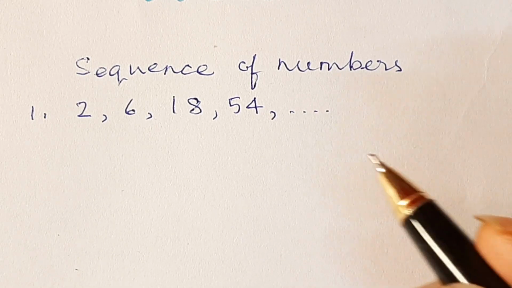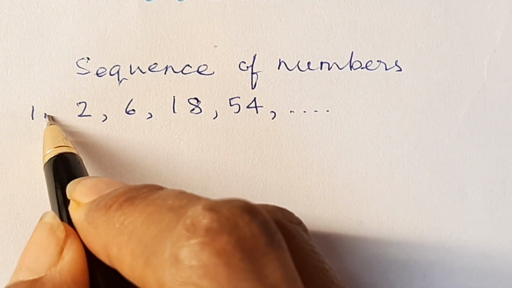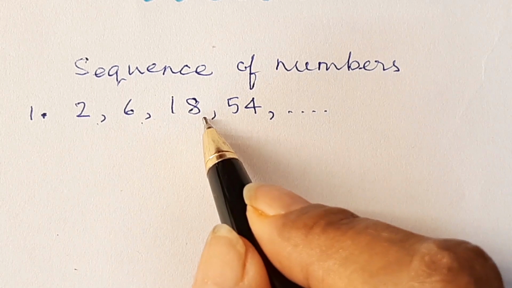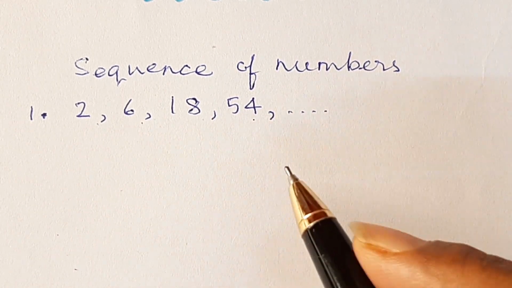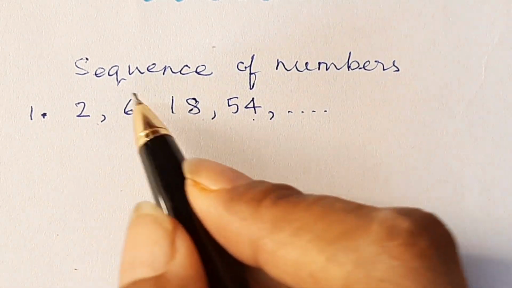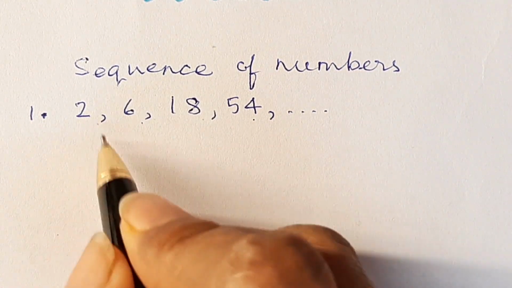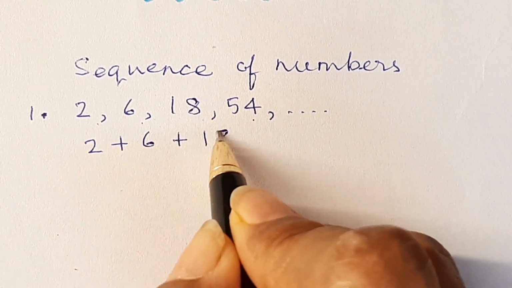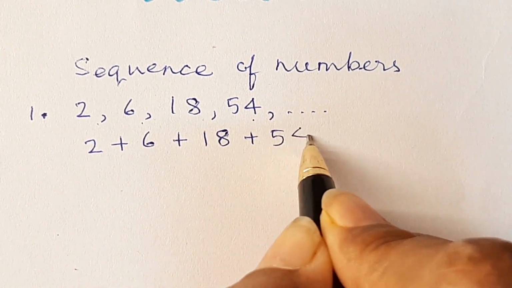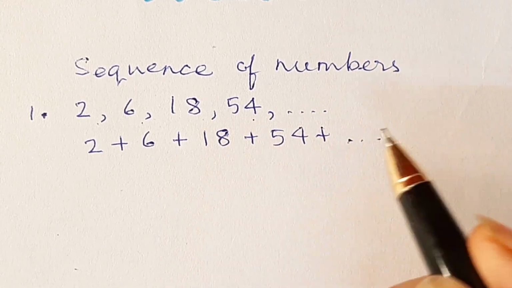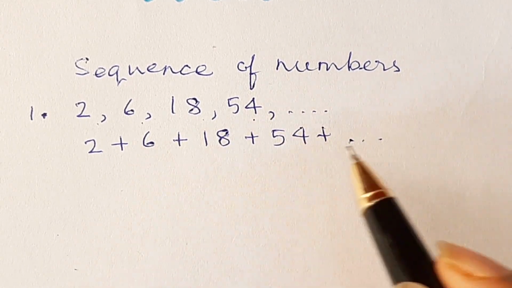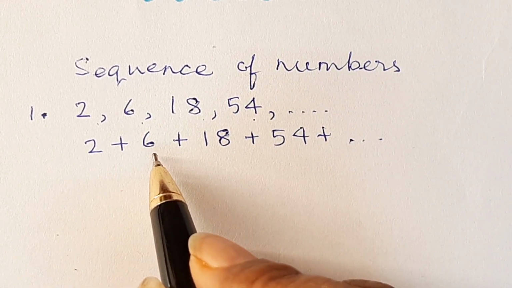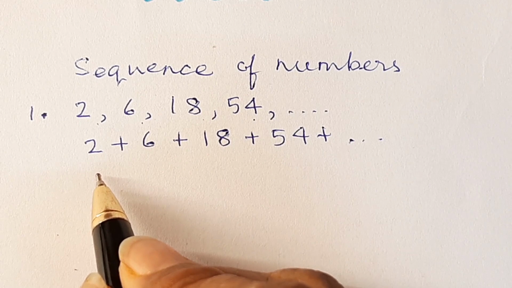So the sequence of numbers could be like the first one over here: 2, 6, 18, 54, dot, dot, dot. Now when we have a sequence of numbers, this also could be written as 2 plus 6 plus 18 plus 54 plus dot dot dot. When you write it like this, it becomes a series, and in order to see the pattern, we have to look at the first term.